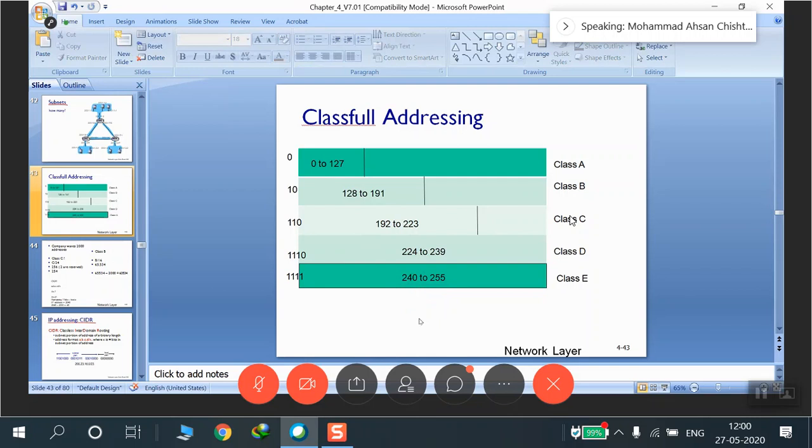This is the network part of it. Another way by which you can determine what is basically class E: class D was multicast addresses and class E was denoted for future use. But then IPv6 came, which we'll study next. So starting with the first bit, check: is the first bit 0?